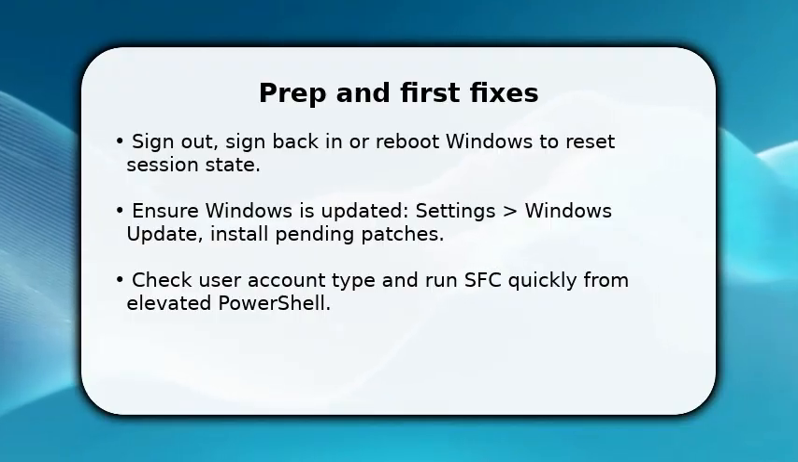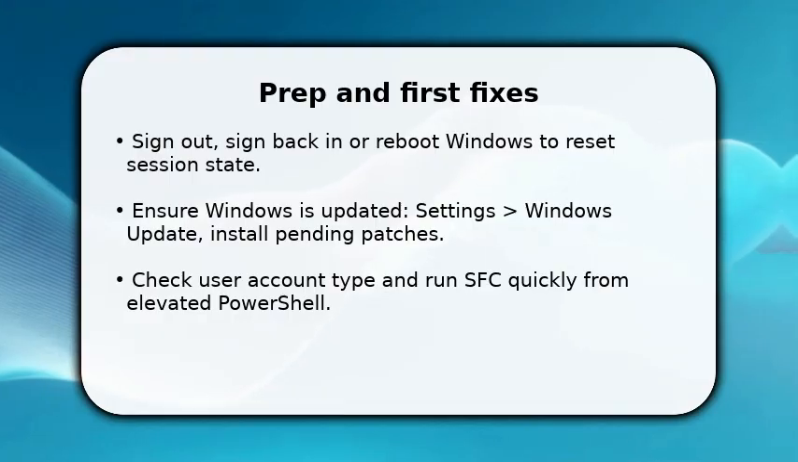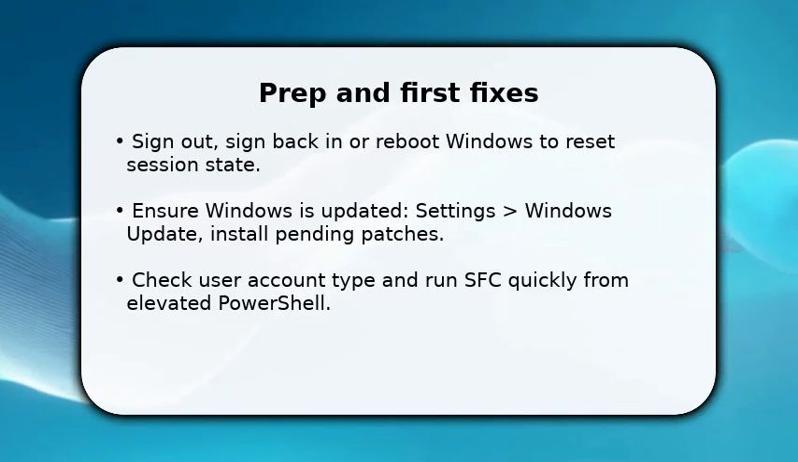You start by minimizing variables. Sign out and back in, or reboot to clear transient issues. Once done, confirm Windows Update has no pending installs because updates often fix Start menu bugs.